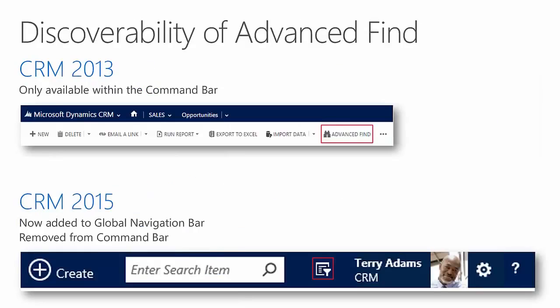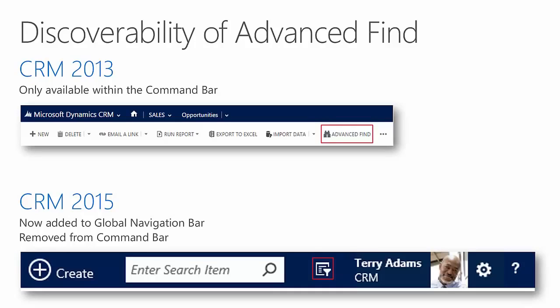The majority of this session has been focused on multi-entity quick find, but one of the other changes is related to advanced find. Advanced find is another way that you can perform searches within CRM, and one thing that's changed is the discoverability of this. Within the CRM 2013 release, that was an option that was available on the command bar. So the way you had to access it was to go to an area such as sales and open up an entity, and most entities, not all of them, had an option for advanced find.